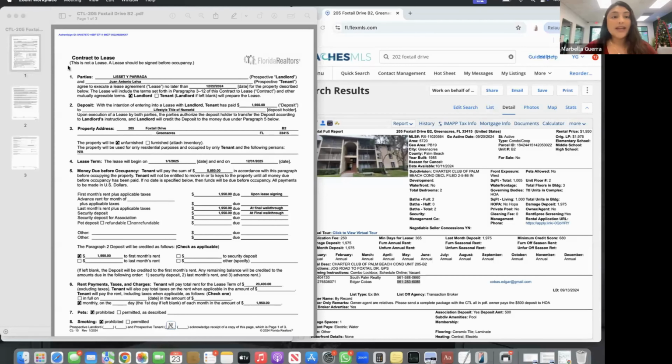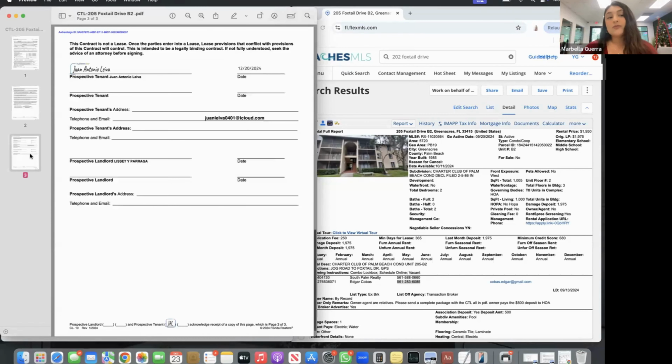I always tell the clients, it says it at the top right here, this is not a lease. Sometimes some tenants might be like, oh, I'm already signing something right away. Is this going to be the actual lease? I explain to them, no, this is not the lease. This is just the offer that we're presenting to the landlord with all of the terms that are going to be outlined with what is going to actually be on the lease. But this is just the preliminary offer, not the actual contract, and it says it up here at the top. This is not a lease. A lease should be signed before occupancy. The lease agreement is actually a 20-something page document, whereas the contract to lease is only 3 pages, okay?